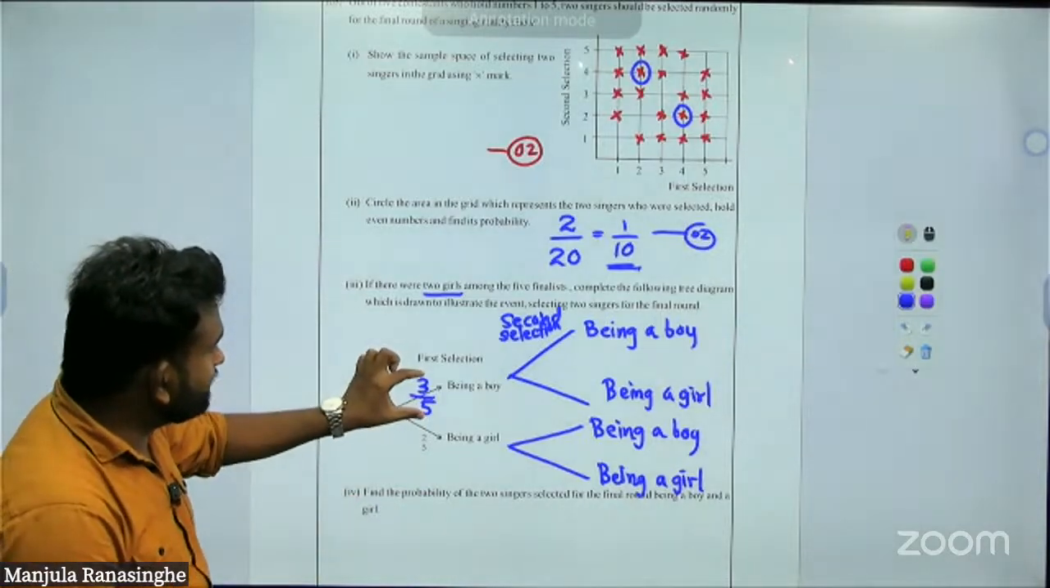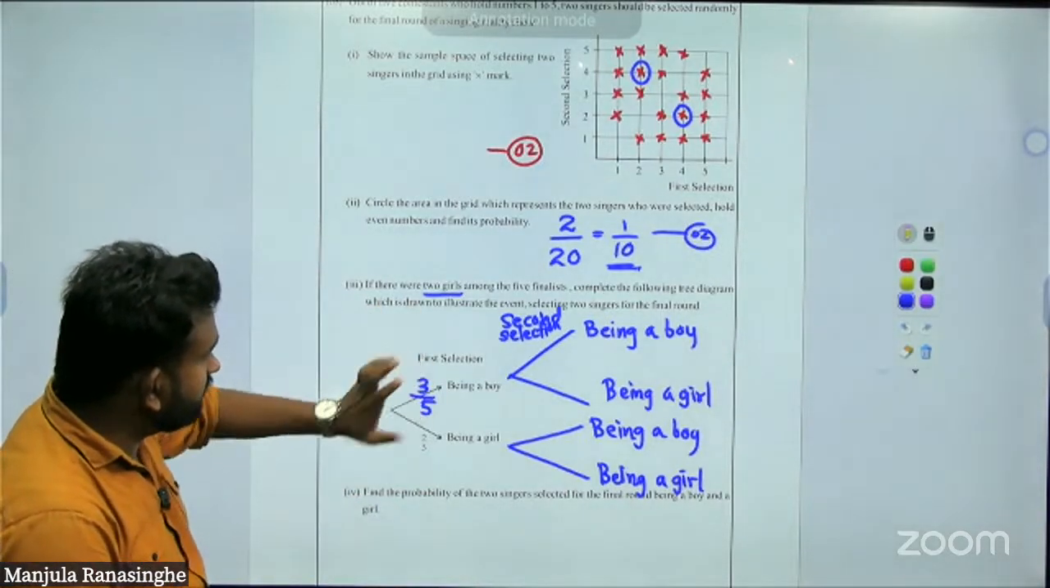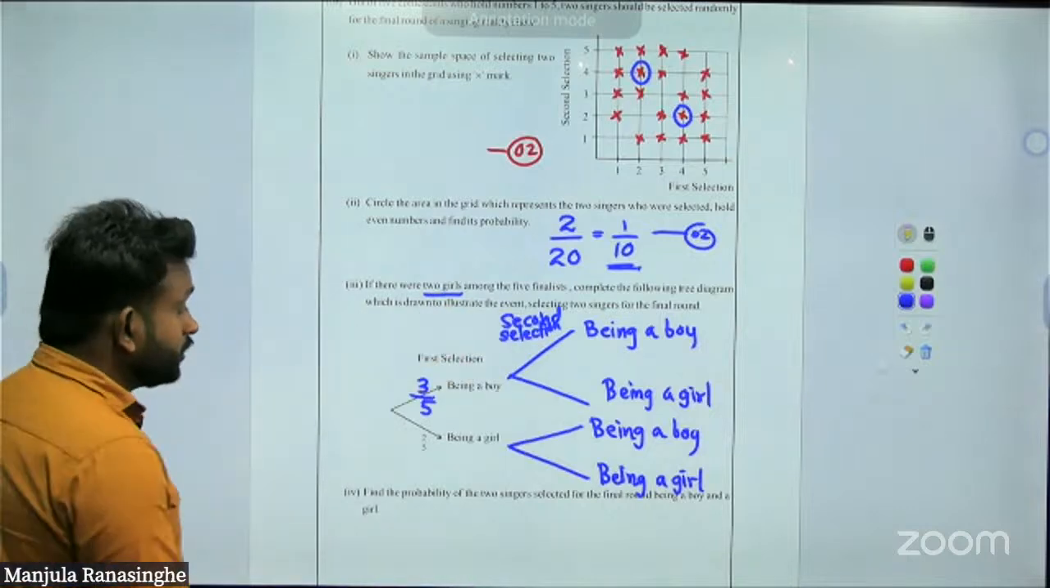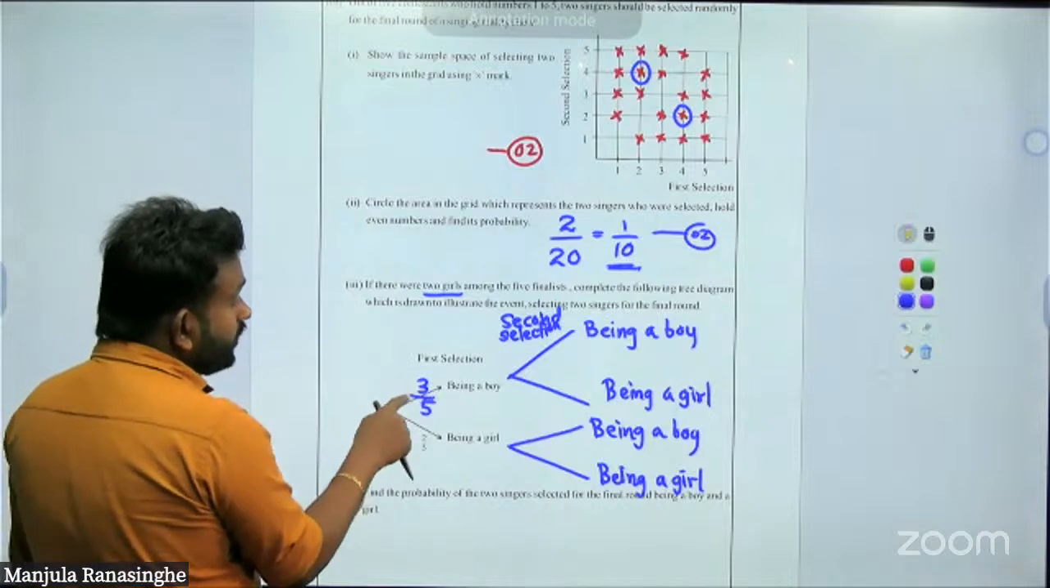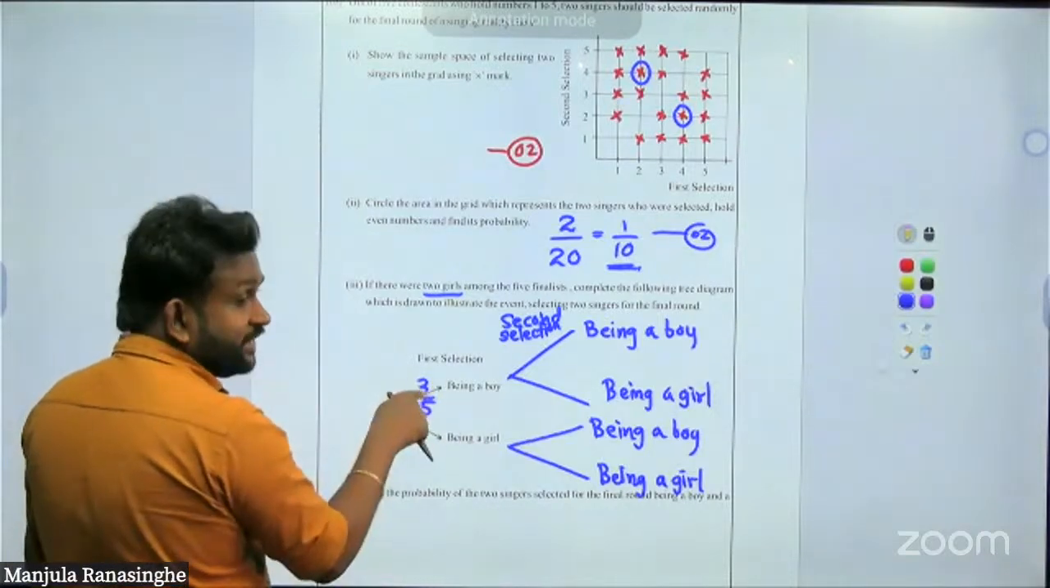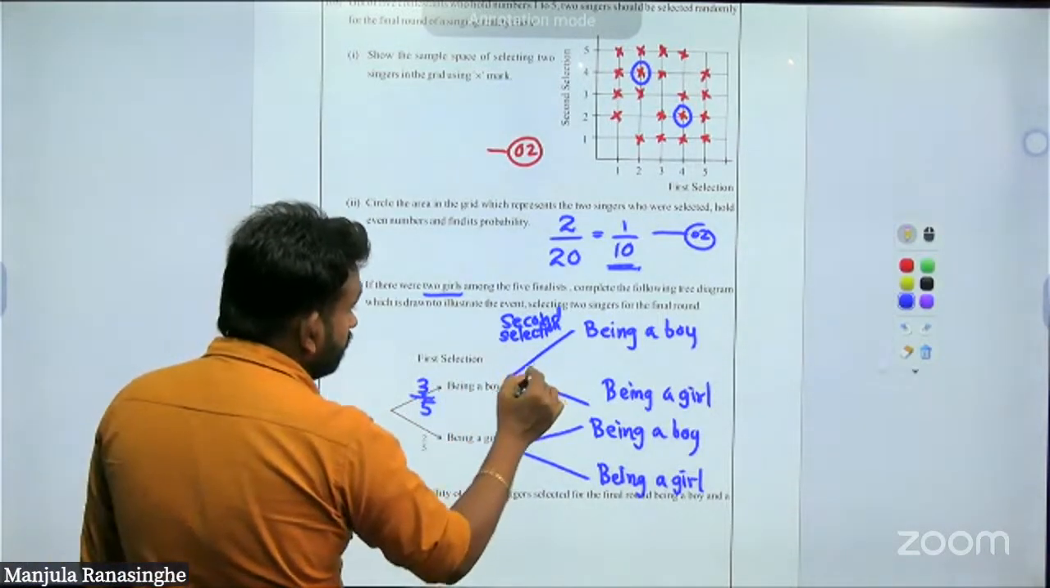Being a boy is this much. First selection being a boy. Now for the second selection, there are a total of 5 members. One boy is selected here, that branch says. Then how many total boys are there now?